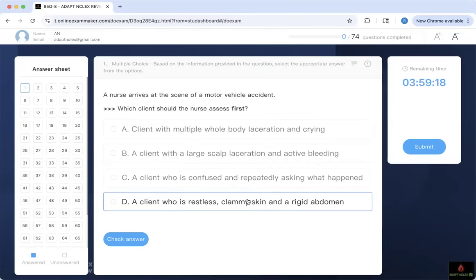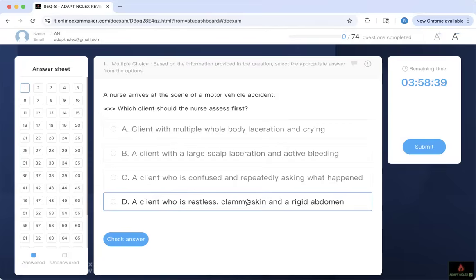What do you see? Clients with multiple whole body lacerations and crying. A client with a large scalp laceration and active bleeding. A client who is confused and repeatedly asking what happened. A client who is restless, with clammy skin and a rigid abdomen. If you are the nurse, who do you want to see? How do you approach the question? Like I said, pause the video, select your answer, and then see the way I'm going to approach it. But pick an answer, and then we can go through the steps.